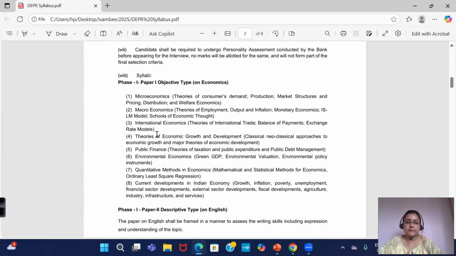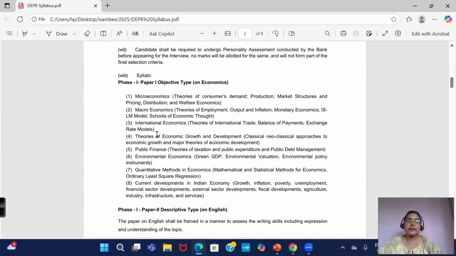Then comes your current developments in the Indian economy, where you have growth, inflation, poverty, unemployment, financial sector developments, external sector developments, fiscal development, agriculture, industry, infrastructure, and services. Now, I can completely understand that the reports can be quite overwhelming for all of you to study because they are quite lengthy. But I would suggest that you should majorly focus upon the key highlights of the reports.